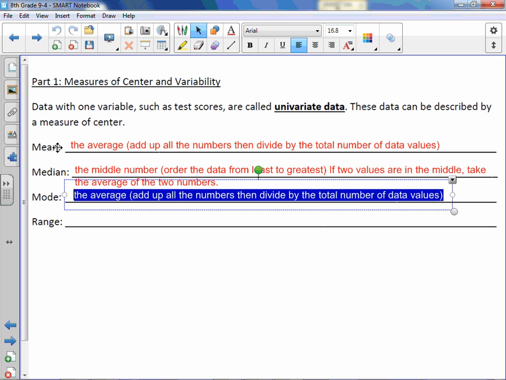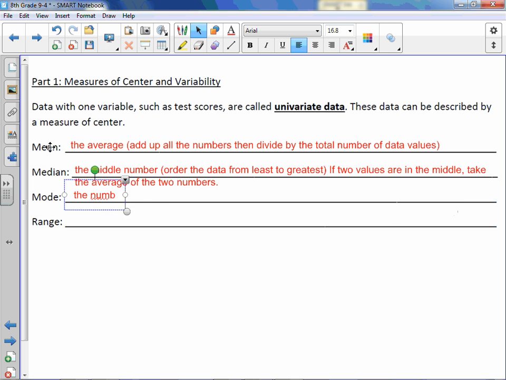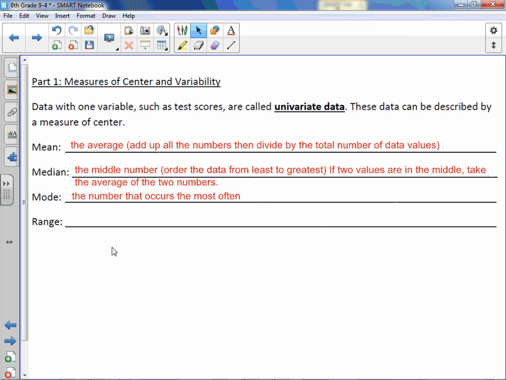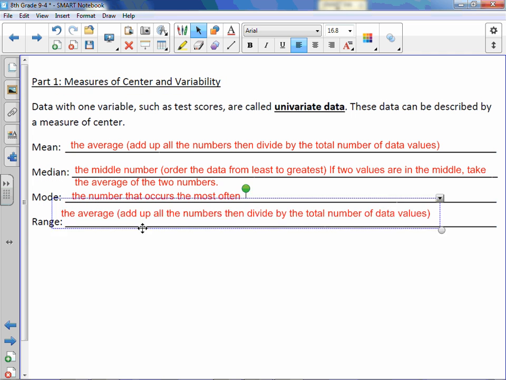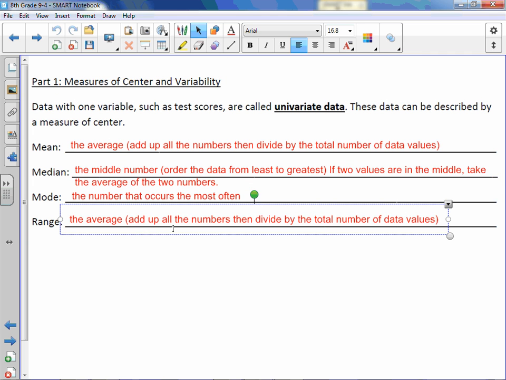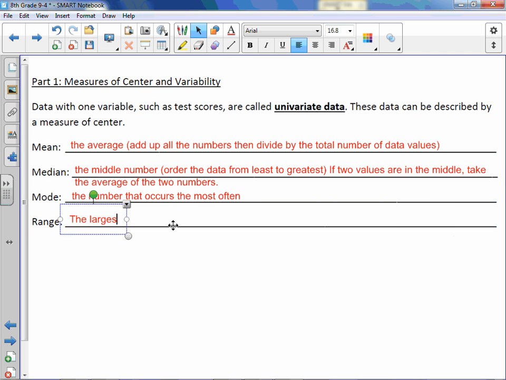The mode is the number that occurs the most often. And the range is the largest value minus the smallest value.